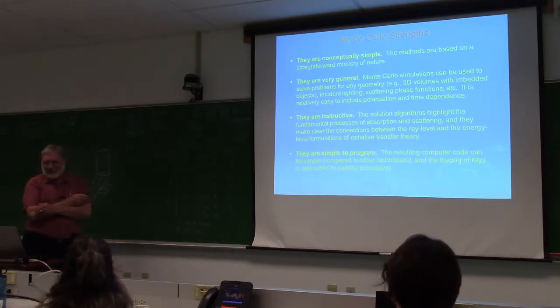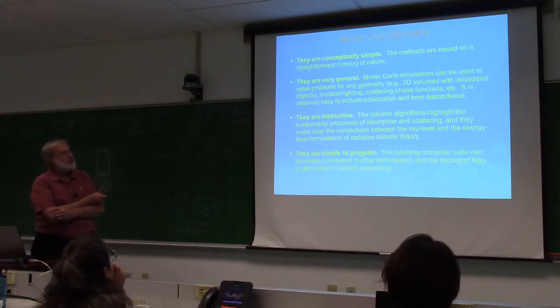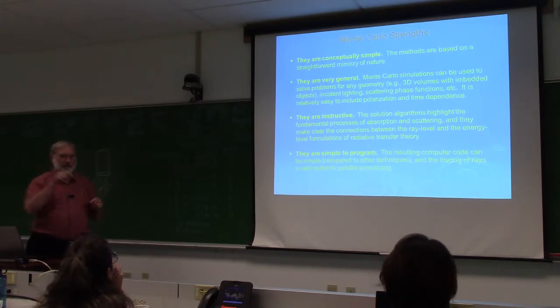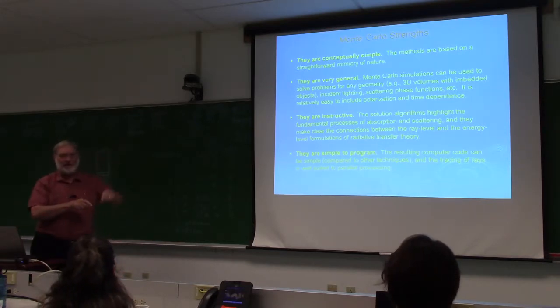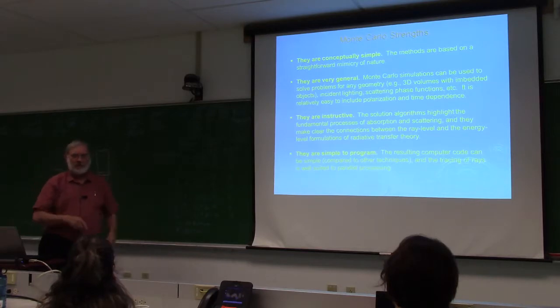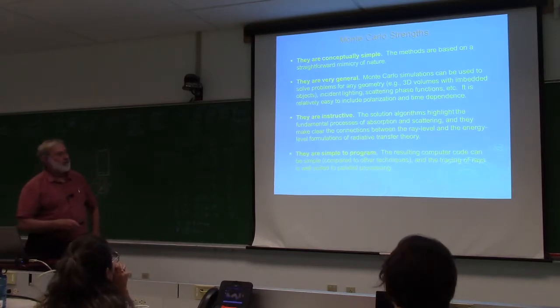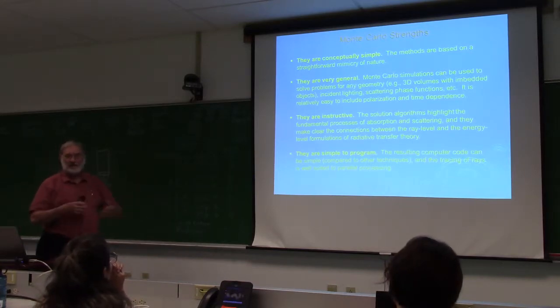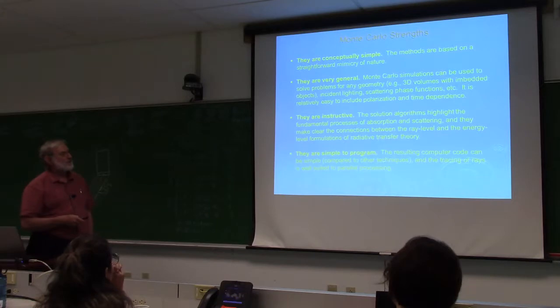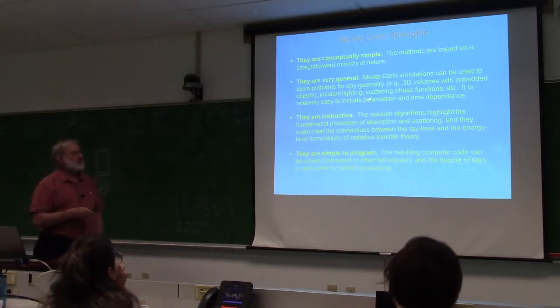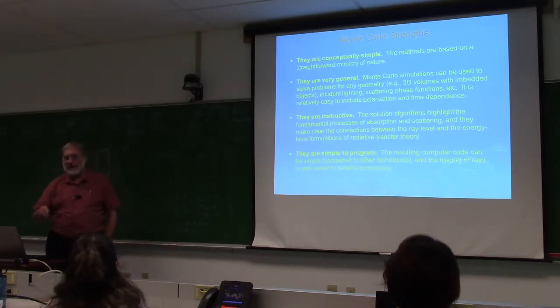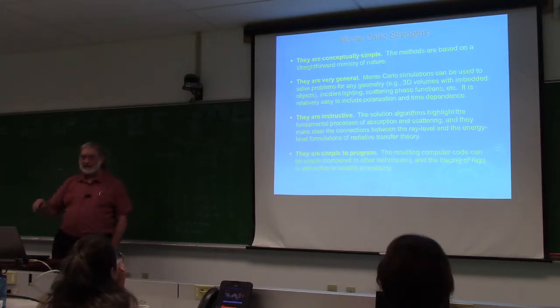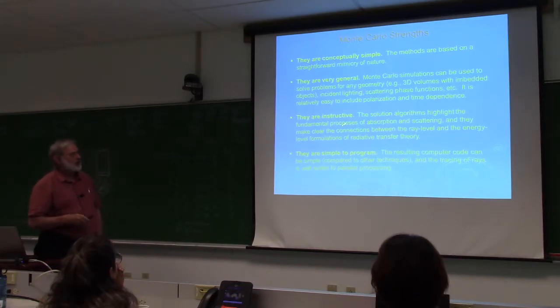So, okay, bottom line is these Monte Carlo techniques are conceptually simple. They're just shooting photons, sending them off in some new direction, recording them at a sensor. They're very general. You can solve any 3D geometry. You can do time-dependent problems, all sorts of fancy things. It's as easy to include polarization in Monte Carlo as polarization can ever be. It's still a mess, but it can be done. And they're instructive in a certain way.